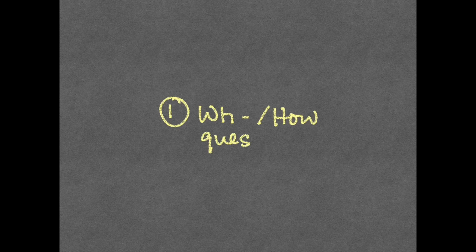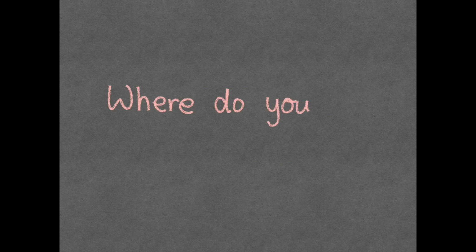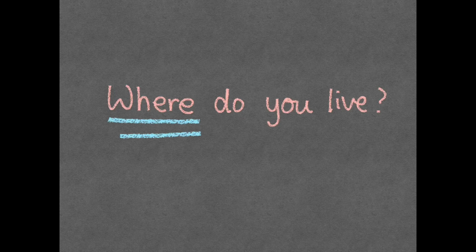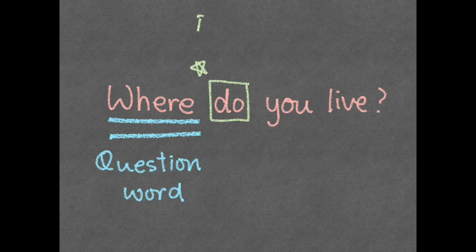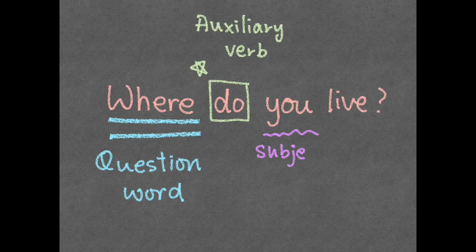So let's start talking about WH or how questions, open-ended questions. We are going to look into the structure of an open-ended question. Let's take this as an example. Where do you live? You can see that the question begins with a WH word, where. After that, you need an auxiliary verb, do. Then you will have the subject, followed by an action verb, and a question mark, of course. So this is the format of a proper written question.